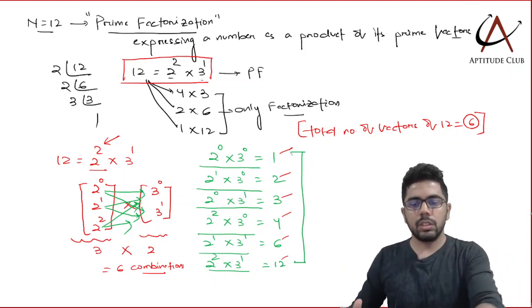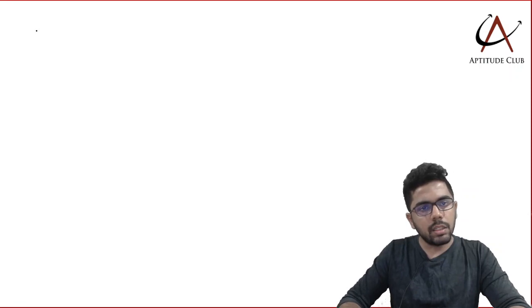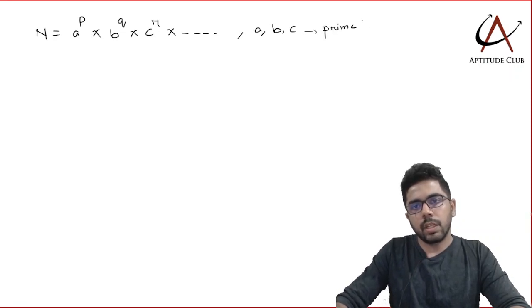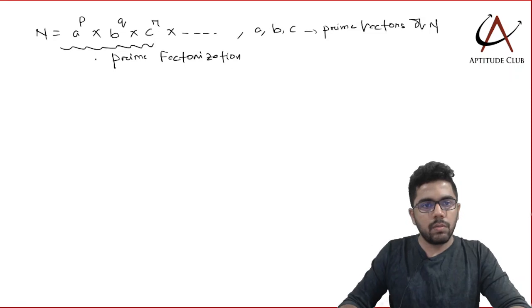So based on that logic, we'll come to the first formula that given any number in general, कोई भी number in general दिया, ये तो 12 था, I'll take any number in general n. The first step is to prime factorize it in this way: a to the power p, b to the power q, c to the power r, and so on, where a, b, and c are prime factors of n. That means given any number, first step is to prime factorize. So this is the prime factorization. Once you have prime factorized, then let us look at this a to the power p.